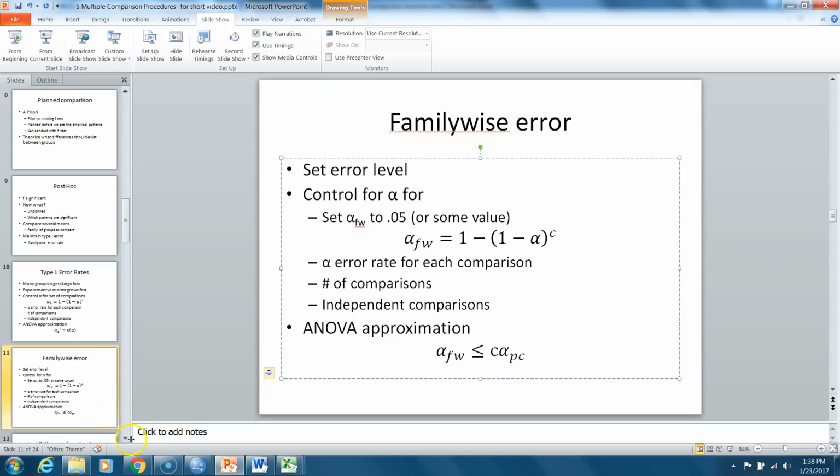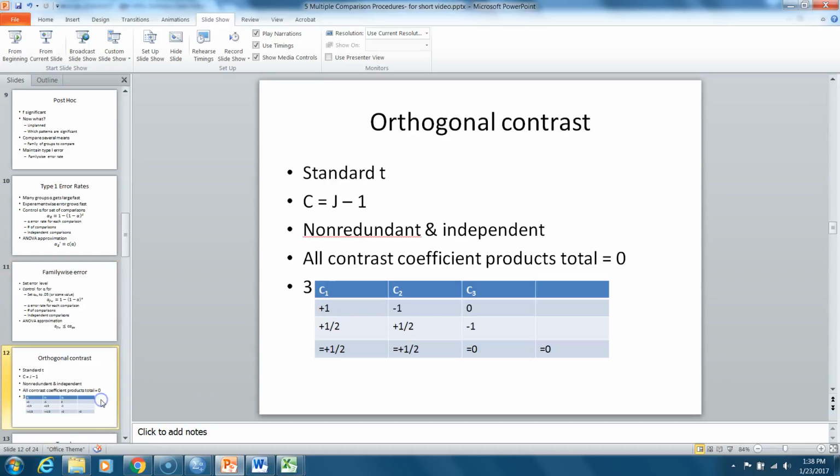I sort of already showed this, and we'll do this again in class. Orthogonal contrasts are those contrasts that are independent and non-redundant. All contrast coefficients should total to 0. This is just a method of contrast coding.